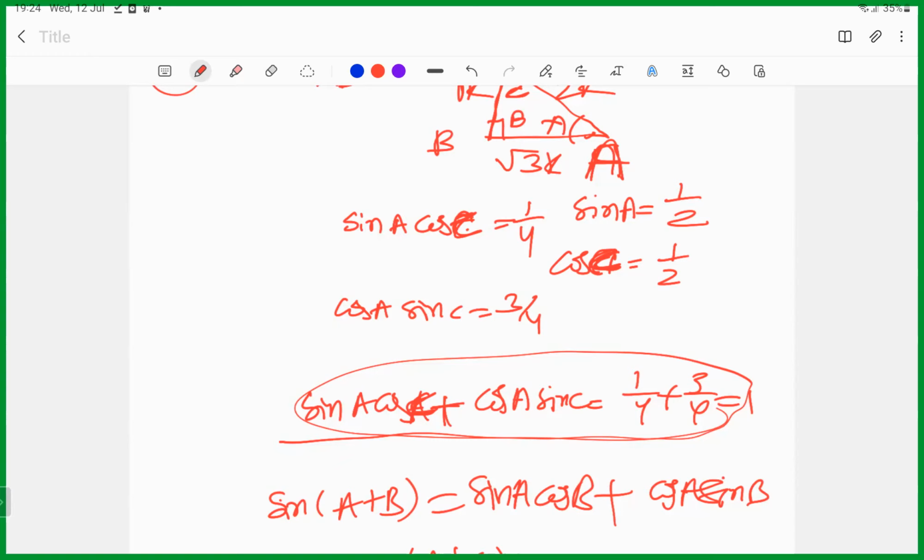Can sin theta be 4 by 3? No. Can cos theta be 4 by 3? Can tan theta be 4 by 3? Can tan theta be 3 by 4? Can tan theta equal to 1?